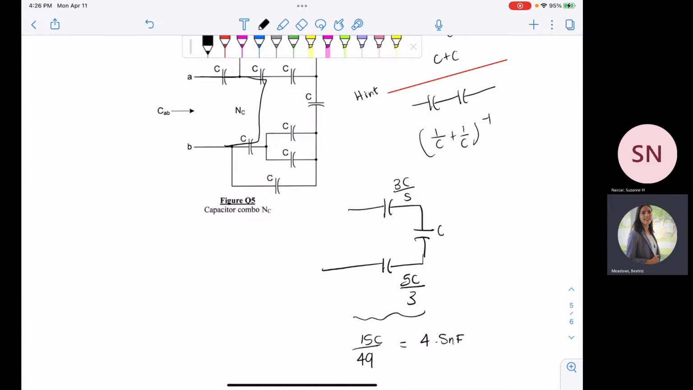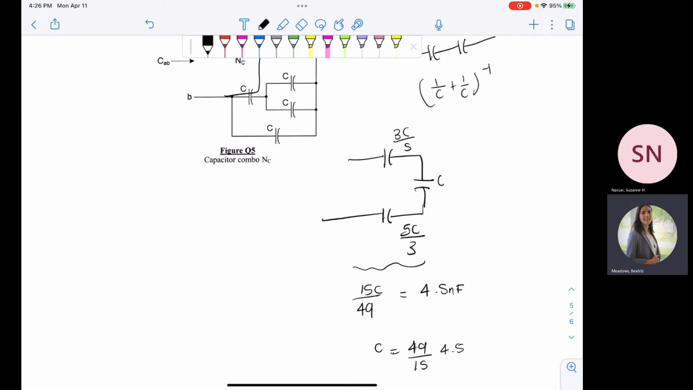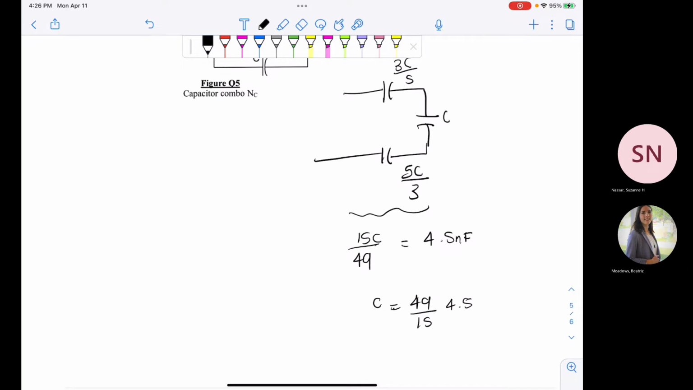Yeah, exactly. You have the value for C, like for CAV, but what value of C will give you that? You want all of that to equal that. We're good? We know how to add capacitors?